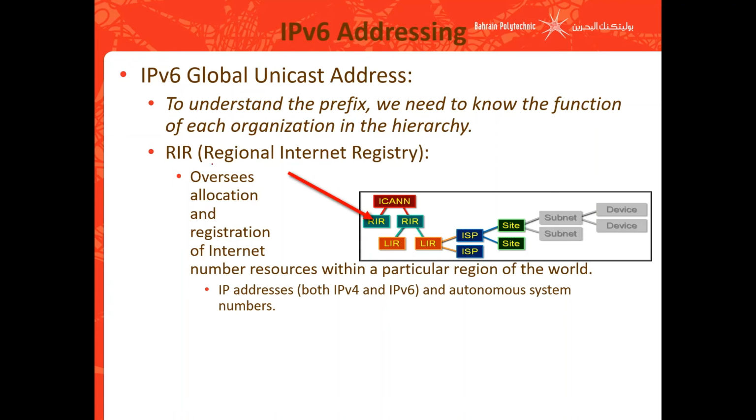Now, the next one is Regional Internet Registry. I think I said region, but it's actually regional. It oversees allocation and registration of internet number resources within a particular region of the world. So basically, the whole world is divided into separate regions. I'm just drawing them randomly here. I think there are only 5, so I should not have drawn this. Each of those regions controls which IP addresses are allocated or what registrations take place over the internet, whether that's for IP addressing or for domain names.